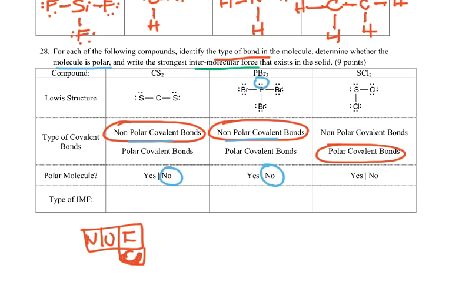And the last one here, SCl, those lone pairs on that sulfur are going to make this guy bent. Because this is a polar covalent bond, it's going to be a polar molecule. It's going to have a positive end and a negative end.